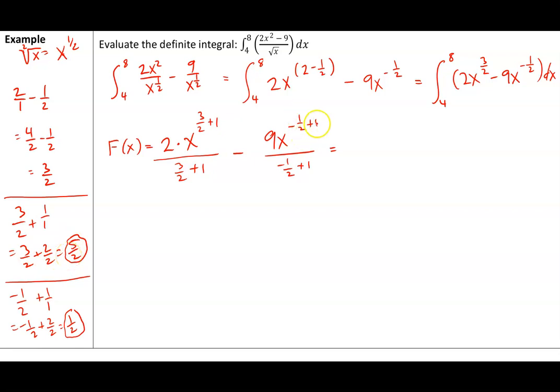Here we have negative 1/2 plus 1, which again is going to be 2 over 2 to get a common denominator, which gives you a 1/2. So both of these can be replaced by 5/2 and 1/2. So we have 2x to the 5/2 over 5/2 minus 9x to the 1/2 over 1/2.